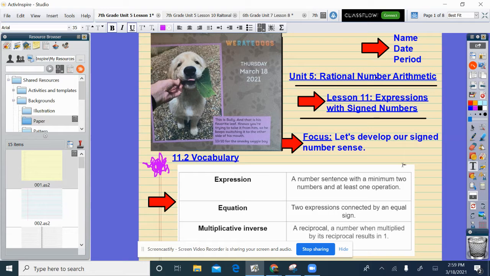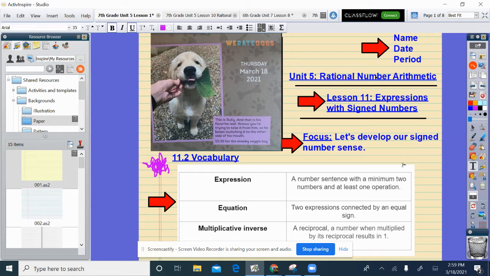All right, here are your vocabulary words. And our focus statement is: let's develop our signed number sense. I consolidated this all into this one sheet so you can see it for your guided notes. Vocabulary, the words are expression, equation, and multiplicative inverse. So stop the video now and make sure you write these down in your notes.